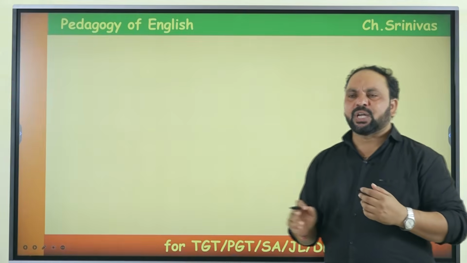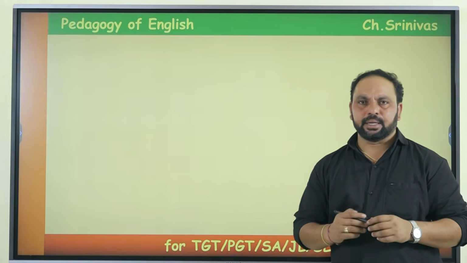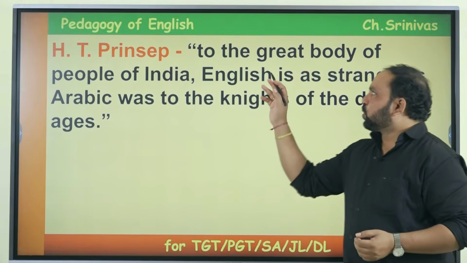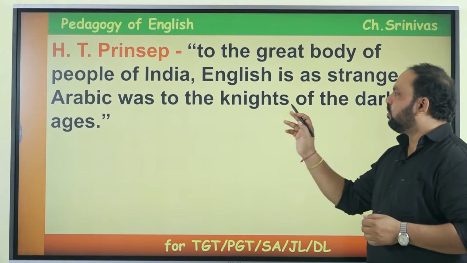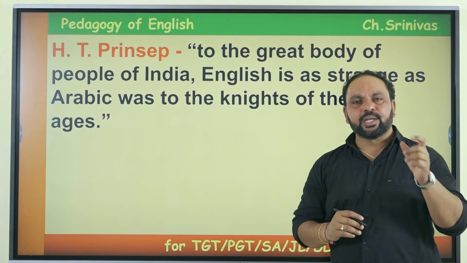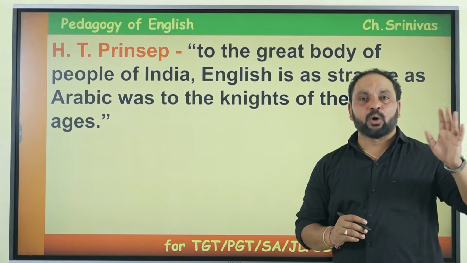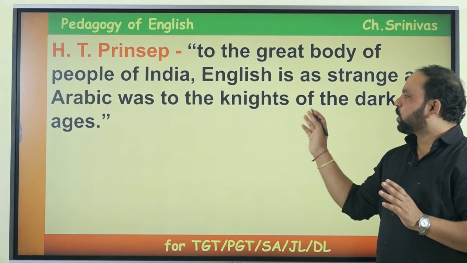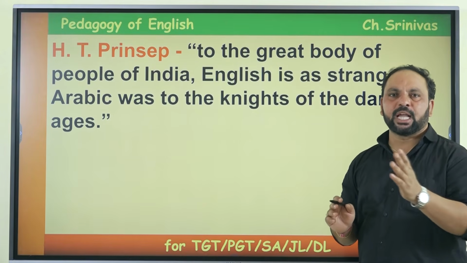But when the committee's time was over, now let us look at the views of H.T. Prinsep and T.B. Macaulay. So H.T. Prinsep, who is an Orientalist, said that to the great body of people of India, English is as strange as Arabic was to the knights of the dark ages. So he said that if English was introduced into India, it would be a strange language to the great body of India, just like Arabic was strange to the knights of the dark ages. So he condemned completely the idea of Macaulay to introduce English language into India.